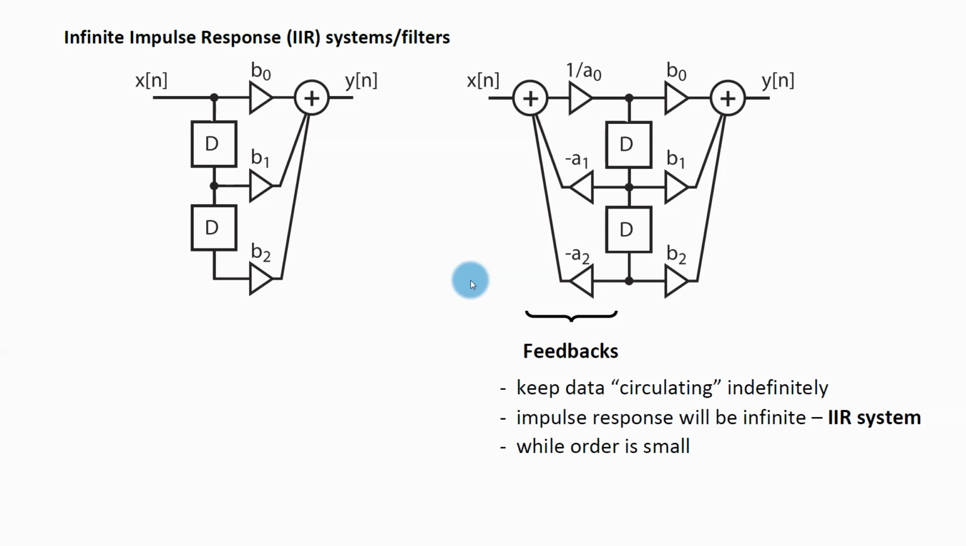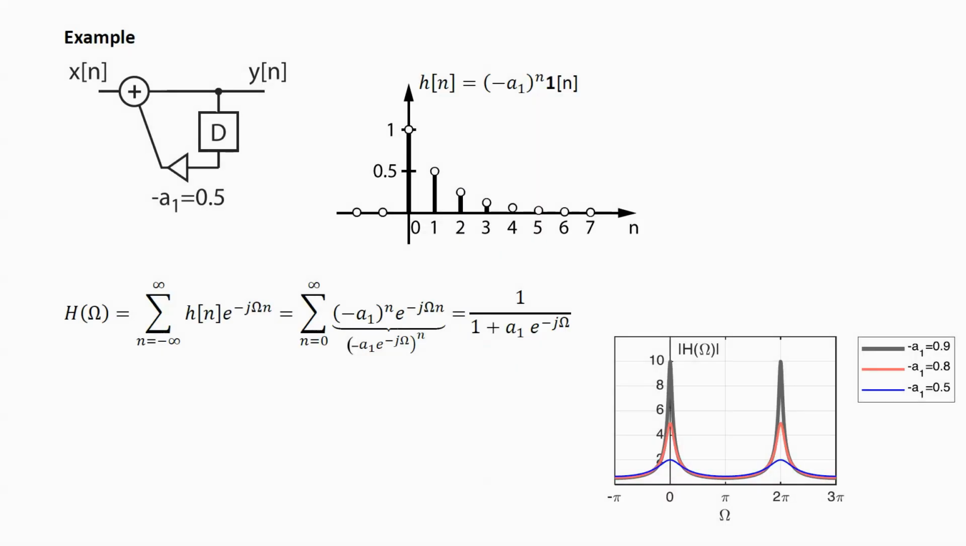You can see that the feedback coefficients are used in this funny way where we multiply with negative value of these coefficients. And at this place we even use the inverse of the coefficient A0. At this point, do not worry about it much. You will see that it actually simplifies some math later. Now let's take a look at an example of a simple IIR filter.